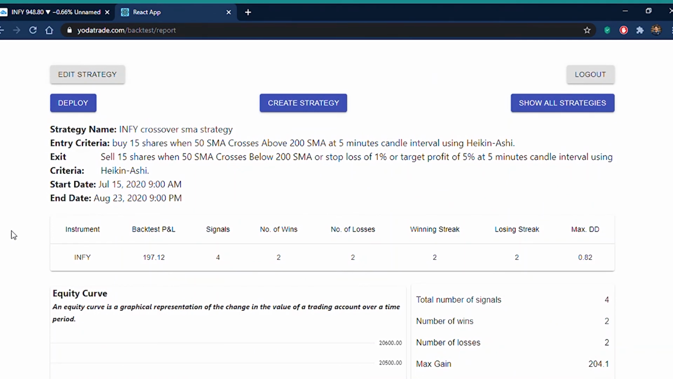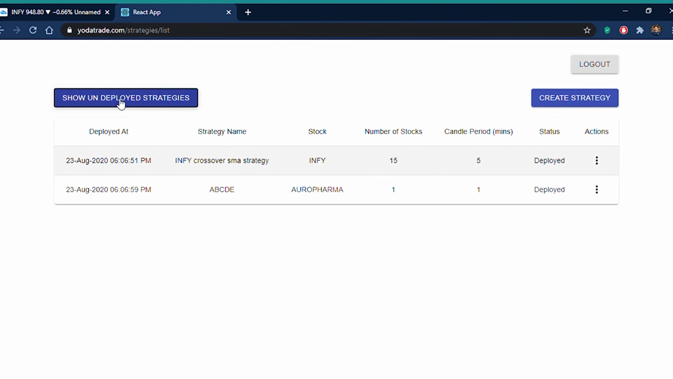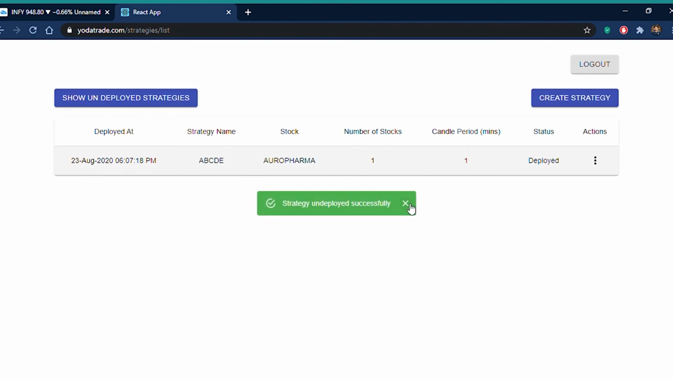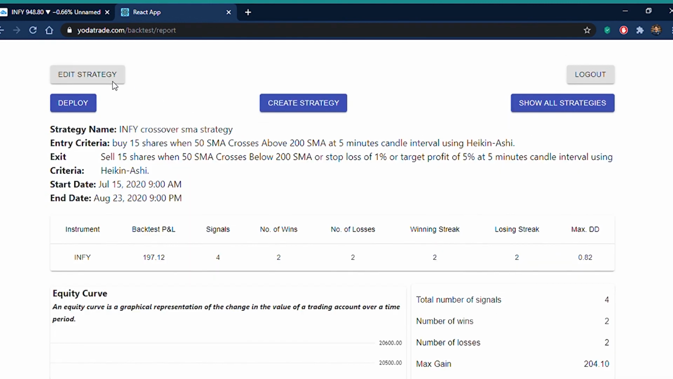So since we have positive results, we can just go ahead and deploy it. We can click on all deployed strategies. Here we have the first one, which we just deployed. If we want, we can also undeploy it. For that we have to click on all undeployed strategies, and we get it here. We can edit the strategy by clicking on view backtest and then edit.